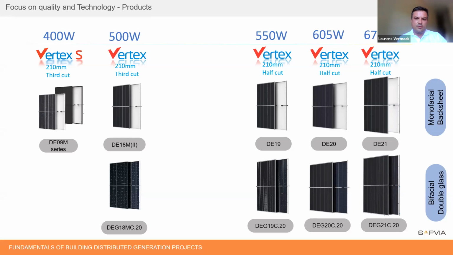And this is what we're showcasing here. We've got the Vertex S, which is the 400 watt. It's a 1.75 meter tall module. It's the 60 cell format, if you look at size. And then we've got the bigger module for bigger wattage. And also, if you don't have space constraints, we can look at this sort of module. We also offer the 550, 605, and 670 watt modules for the utility scale programs.